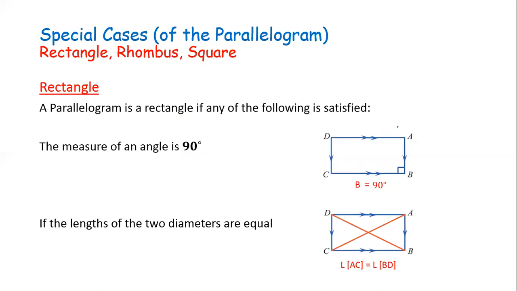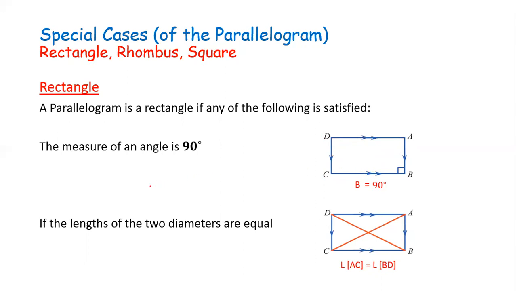So if we find a parallelogram by saying that every two opposite sides are parallel to each other, so that AD is parallel to BD and AB is parallel to DC, and if we could find at least one angle which is equal to 90 degrees, for example here B, then we can say that this parallelogram is a rectangle.